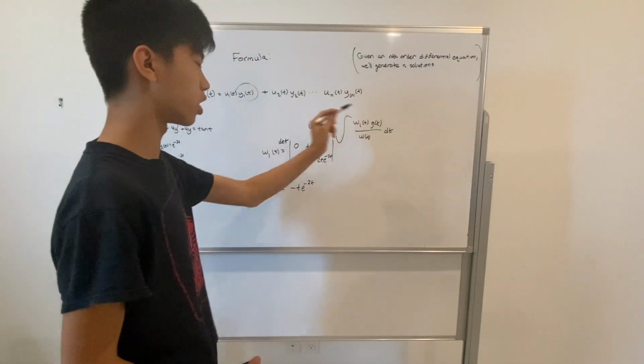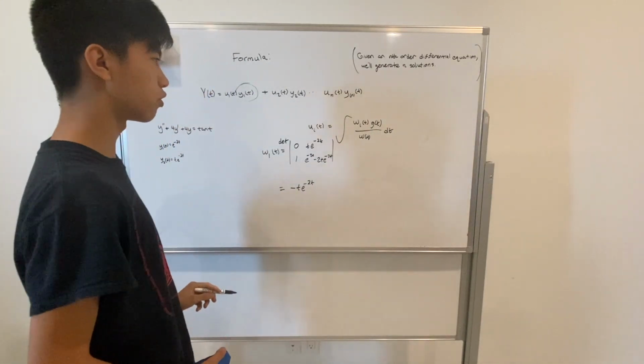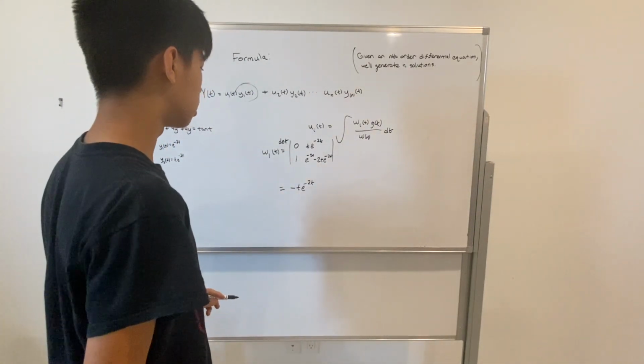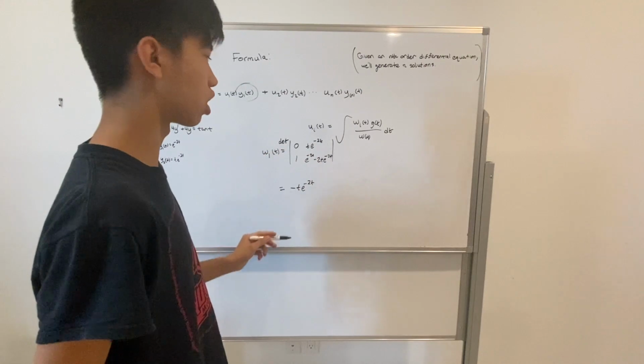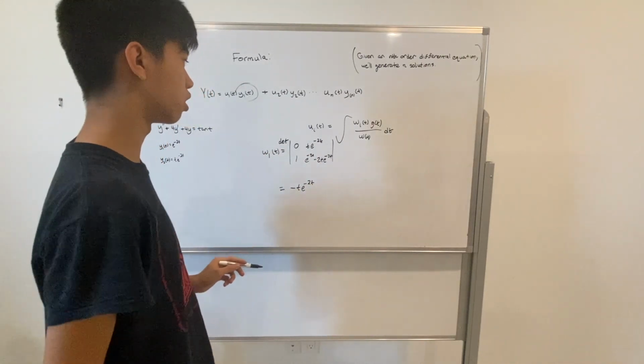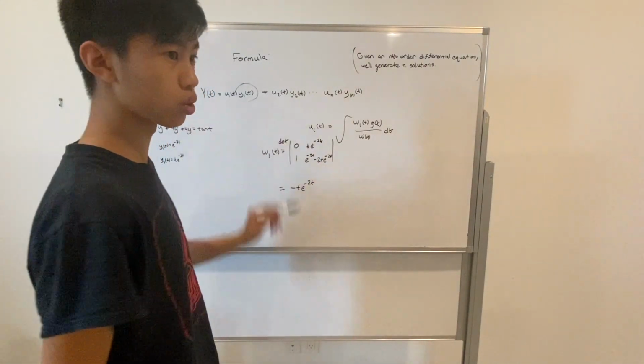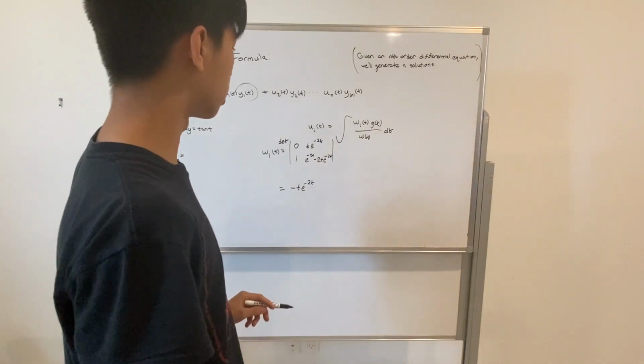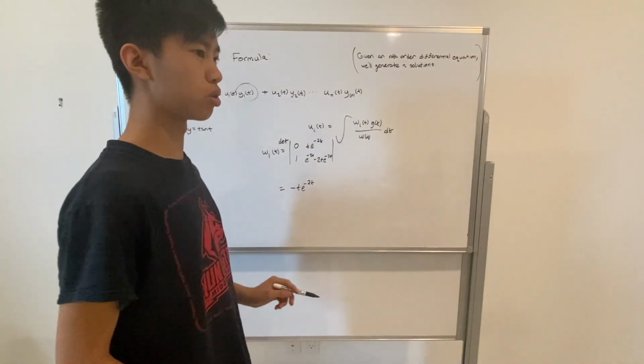So what Wronskian i of t is saying is that whatever number you plug in for i, you replace that numbered column with 0, 1. Or let's say you had a third order differential equation, you would replace that column with 0, 0, 1.